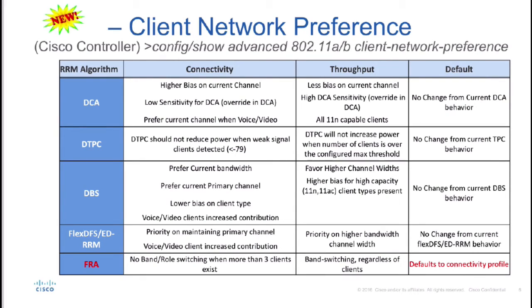DTPC should not reduce power when weak signal clients are detected, so its focus is on continuing to keep everybody connected. DBS, again, has less volatility there. It puts a lower bias on the client type, meaning it's not as prone to changing. Flex DFS, EDRM, priority on maintaining current channel, voice video client, increased contribution. And then no band roll switching when more than 3 clients exist.